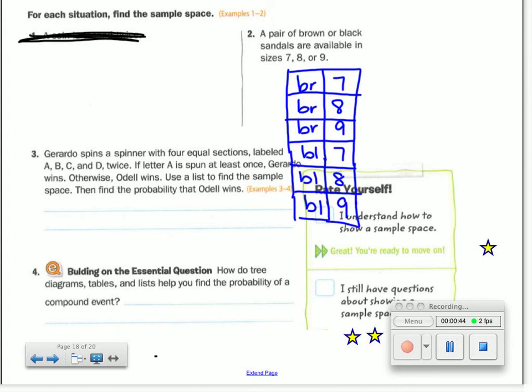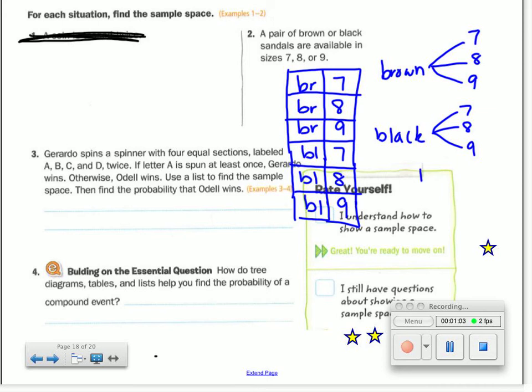Some students I know were doing brown and then black, and then they did a tree diagram. So you have a 7, an 8, and a 9. A 7, an 8, and a 9. So then your options are a brown, and unfortunately I'm running out of room, a brown 7, a brown 8, a brown 9, also a black 7, a black 8, and a black 9.